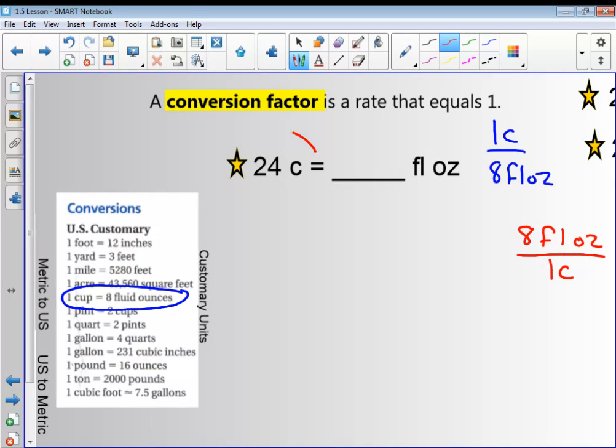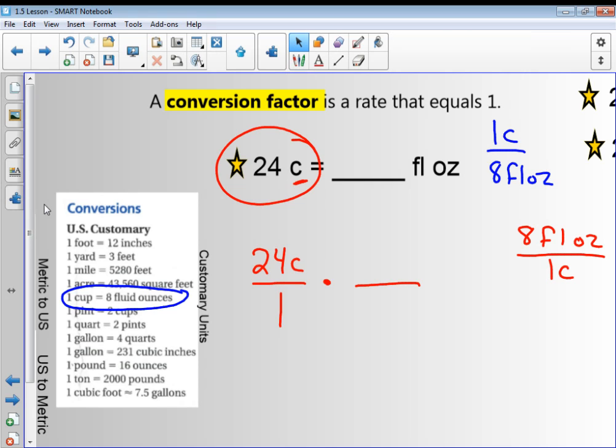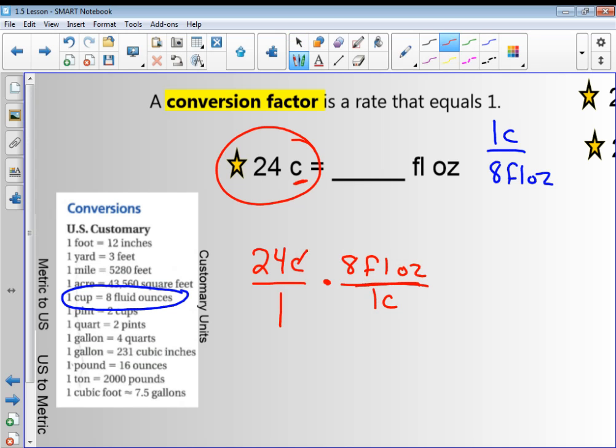We always start this over 1, so 24 cups over 1. For my unit multiplier, which of those two do I want to use? I want the one that has cups as my bottom. This is the one right here that has cups on the bottom. Now I'm going to cross cancel my labels. When I multiply straight across, we're just going to do 24 times 8. 24 times 8 equals 192. Label is fluid ounces. So there's my final answer.